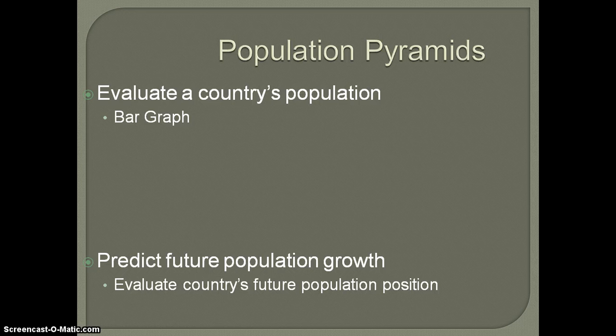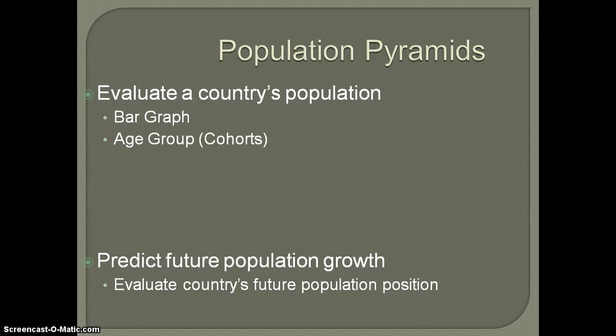Now it is a bar graph, but it's not laying like a normal bar graph where it's horizontal and the bars rise vertically. Instead, it's placed vertically and the bars run horizontally. And the bar graph is actually going to contain two sides. First of all, it's going to be divided into age groups.